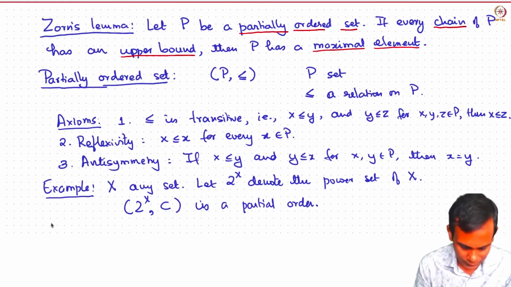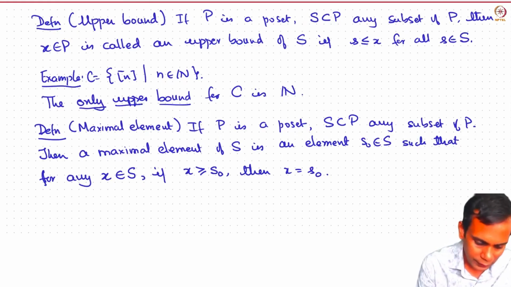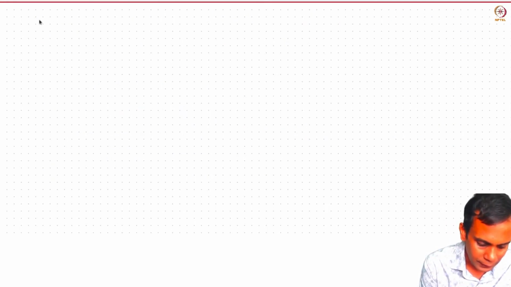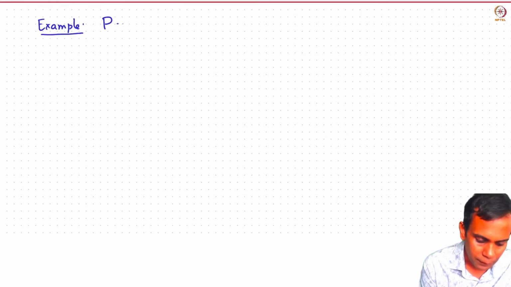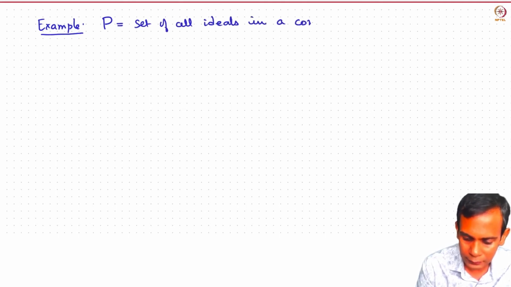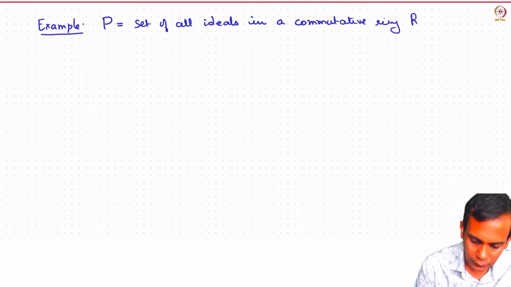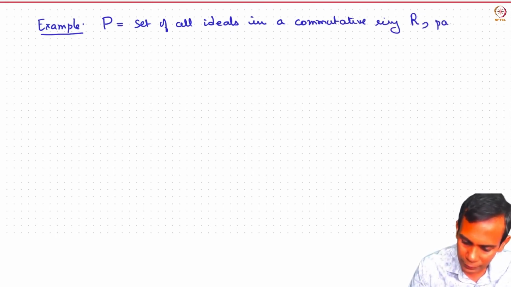So we've defined all the terms in this. Let's just look at an example of maximal element. This you would be familiar with if you've done ring theory. So let P be the poset of all ideals in a commutative ring R. Then a maximal element, and we need to tell you what is the partial order, so partially ordered by containment.